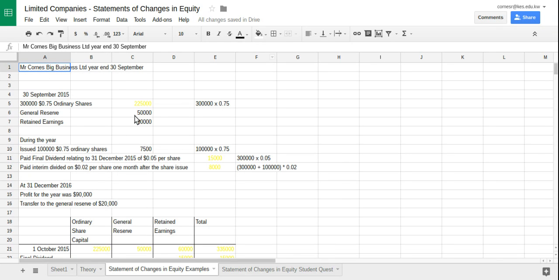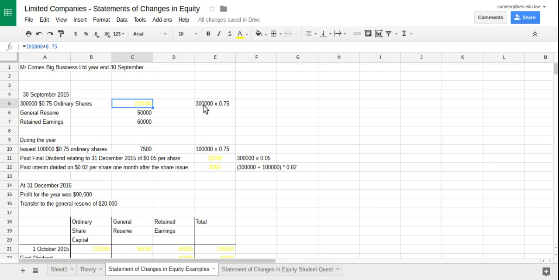So in a typical question, you may be given the information on what the reserves are at the start of the year, and then a number of things have happened. Okay, the first thing that happens here, I've done this on purpose just to make you think, but we're told there's 300,000, $0.75, could be 0.75 pence, of ordinary shares available in the business, and we haven't been told the actual value of those at the start of the year.